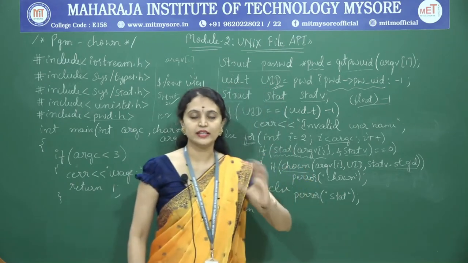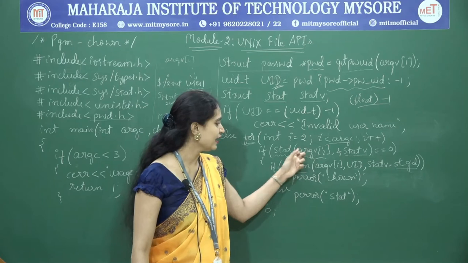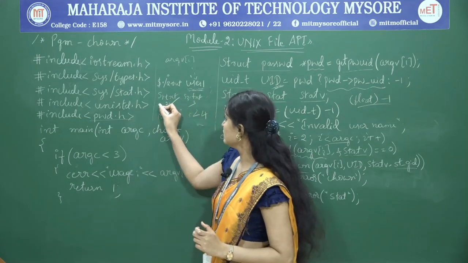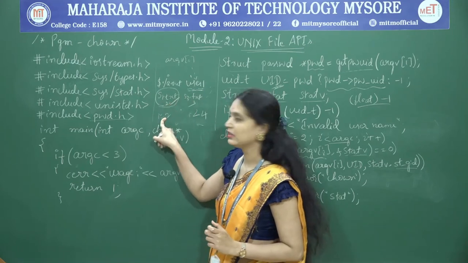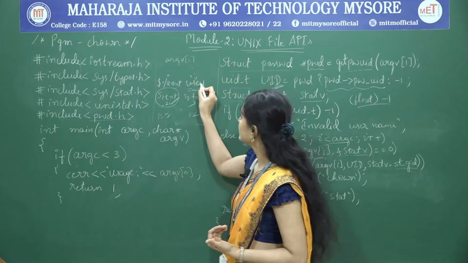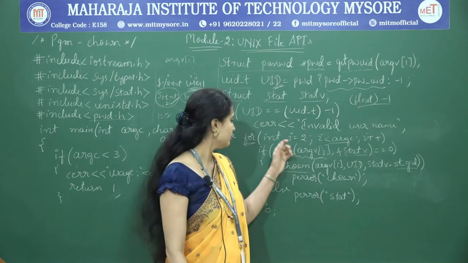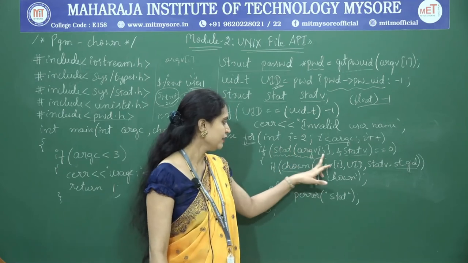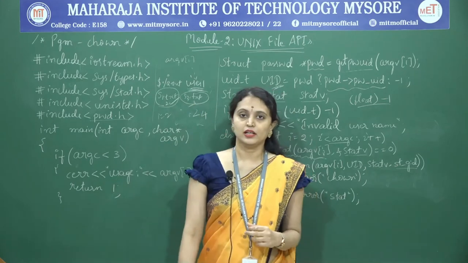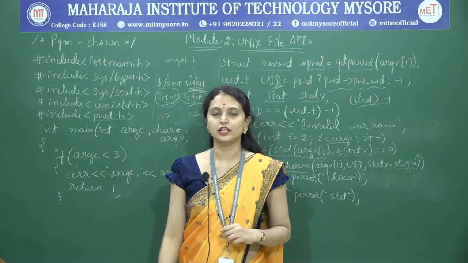So, that is why here it is argv of I. When I am changing the user ID of s1.txt, the I value will be 2, and when I am changing the user ID of s2.txt, the I value will be 3. So, argv of 3 will be the second file. Okay. So, this is how the chown API works.